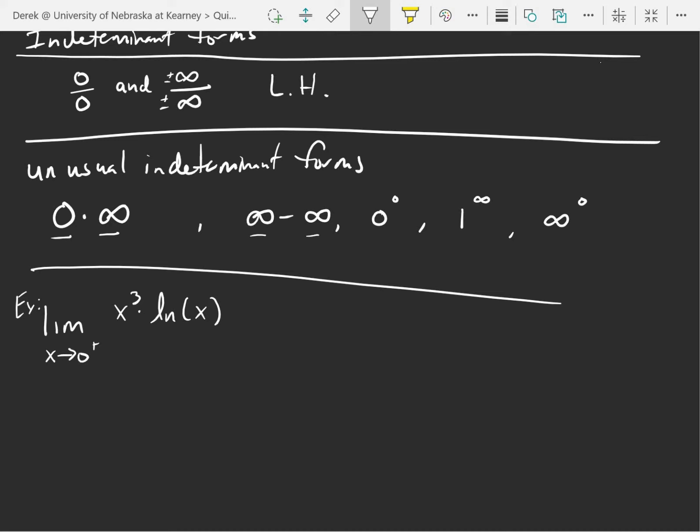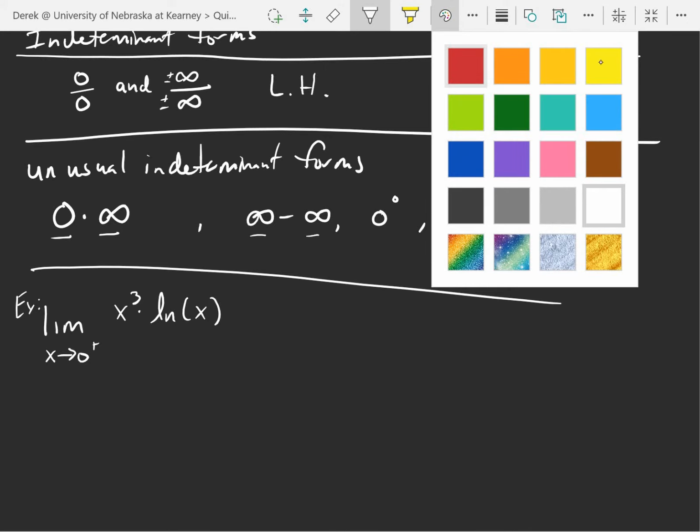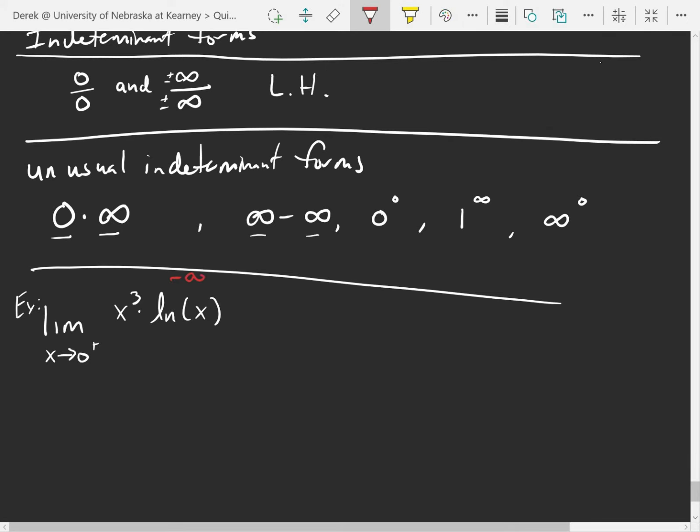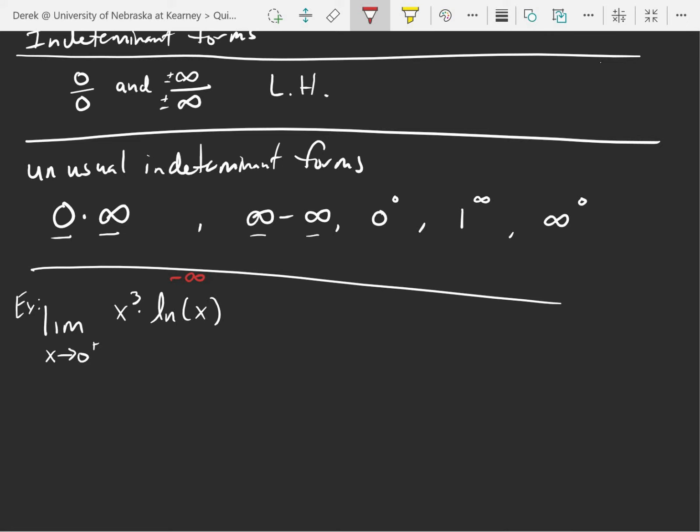Why is this infinity times 0? Well, as x gets close to 0, when I put it into a natural log, the outputs of the natural log get close to negative infinity, right? So this kind of looks like negative infinity, and if I take 0 and I raise it to the 3rd power, I get 0. So it looks like 0 times negative infinity is close enough to 0 times infinity for us.